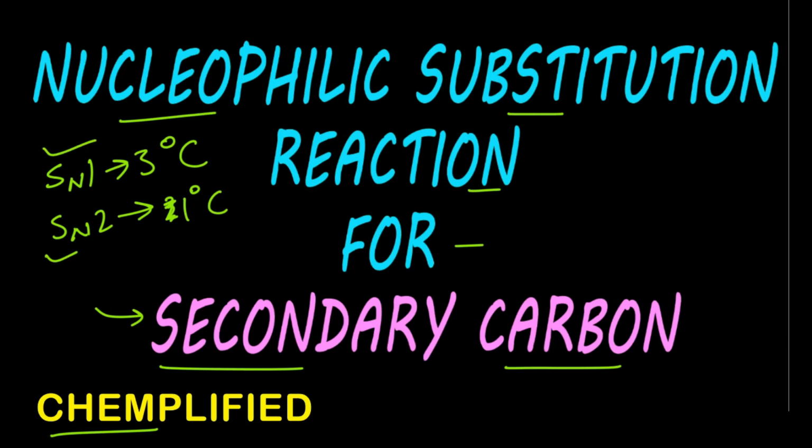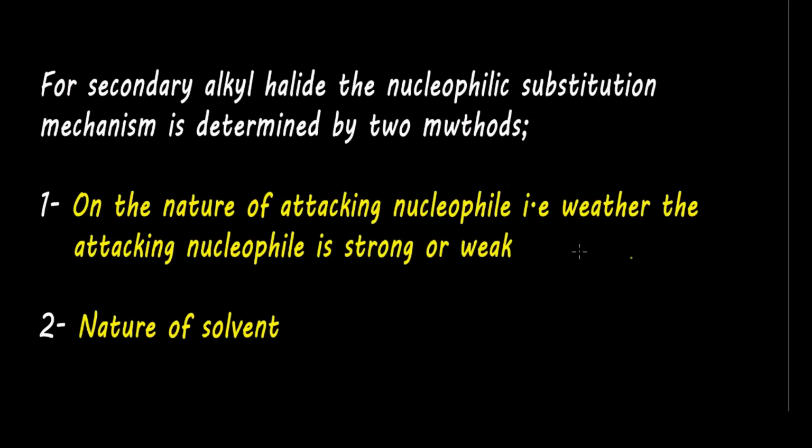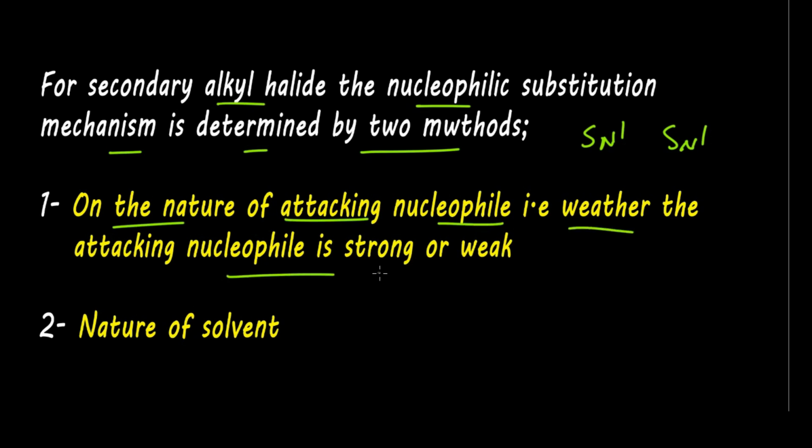Let's start. Now, for secondary alkyl halide, the nucleophilic substitution mechanism is determined by two factors. If secondary alkyl halide is there, then whether it will go by SN1 reaction or SN2 reaction, it will depend on two factors. First one is the nature of the attacking nucleophile, that is whether the attacking nucleophile is strong or weak. Second one is the nature of solvent. We will discuss these two one by one.